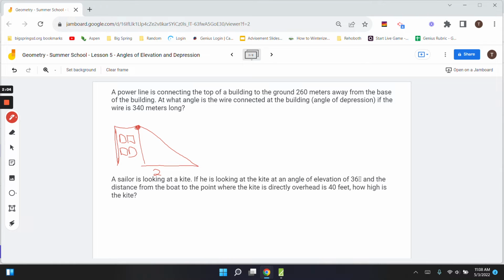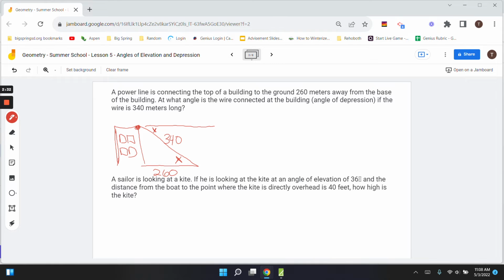Now, because it's an angle of depression, the angle is connected to the building. So if I were looking straight out here, what's this angle right here? Remember, that can also go here. So the angle of depression from the top of the building to the bottom of the wire is the same as the angle of elevation from the bottom to the top. I sometimes like to draw my triangles, all of the pictures.